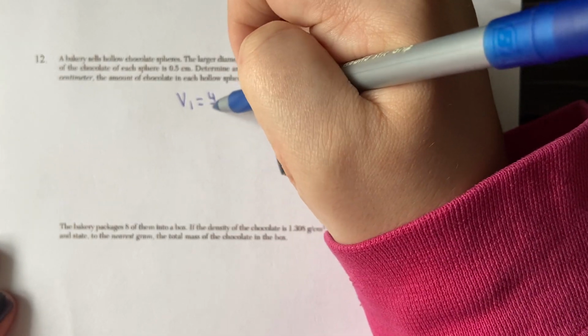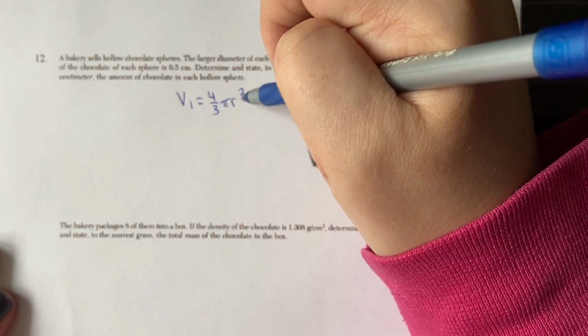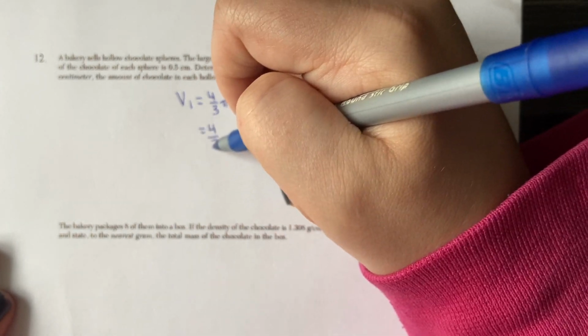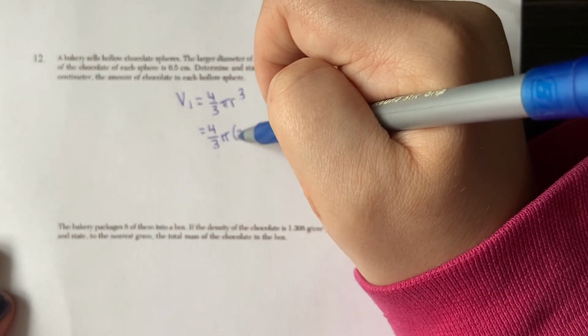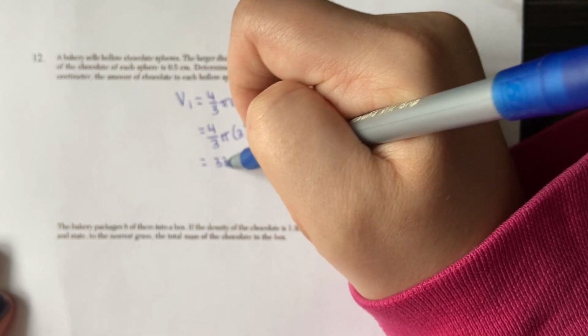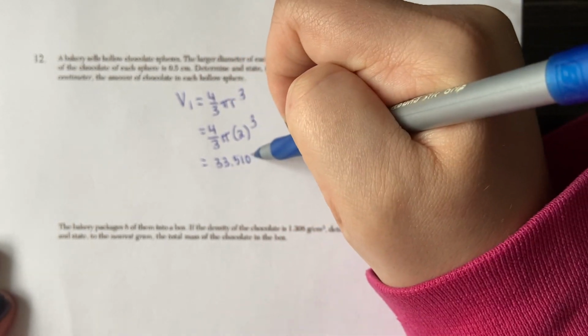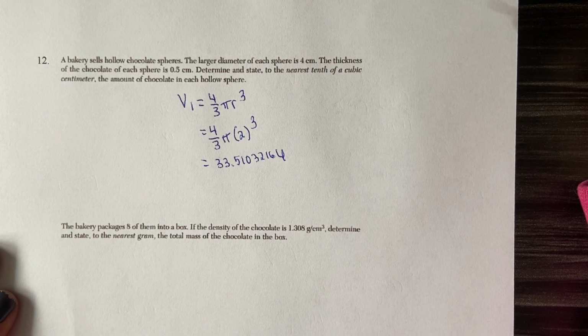So that's going to be 4/3 pi r cubed, and I'm doing 4/3 pi. Now if it's 4 centimeters, I'm just going to half that number, so 2 for the radius. So you end up getting 33.51032164. So then you have to find the volume of the hollow part.